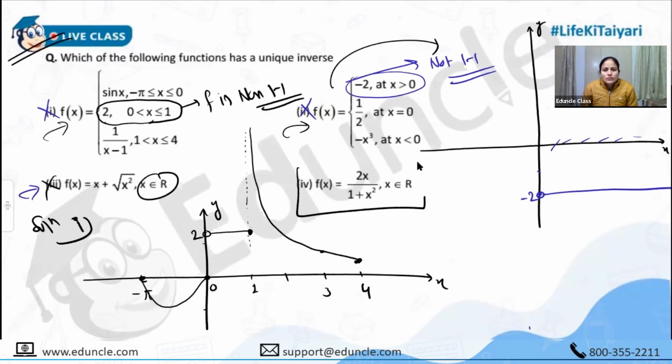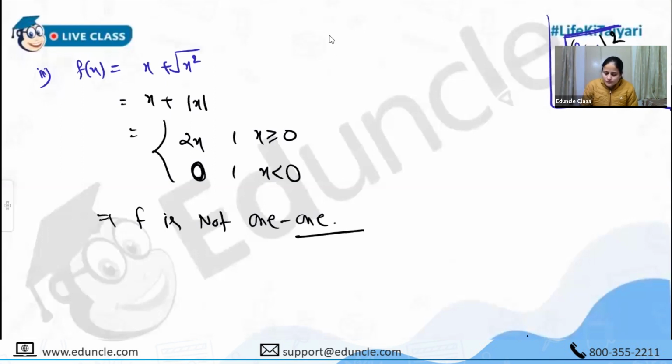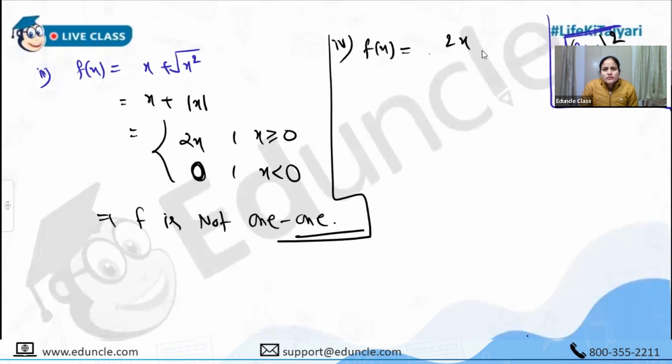What about the fourth one? F of x is equal to 2x upon 1 plus x square, and domain is overall R. So my function is continuous here. It is defined everywhere on R. So for 1 to 1, I am using a calculus method, है ना? मतलब strictly increasing, strictly decreasing. So function is going to be 1 to 1, otherwise not.